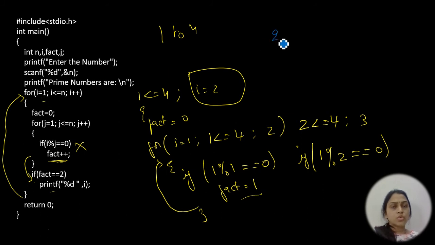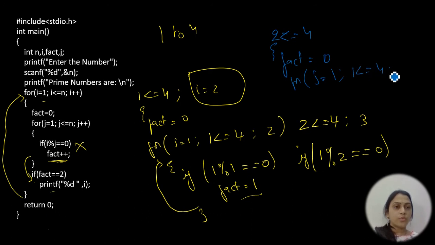Okay, so 2 is less than or equal to 4. Yes, the condition is true. Entered here. Now the fact is incremented to 1. Okay, so fact is equal to 0 and again it is checking for j is equal to 1, and 1 is less than or equal to 4, and the j plus plus means j becomes 2. Now this time it is checking if, what is i, i becomes 2.